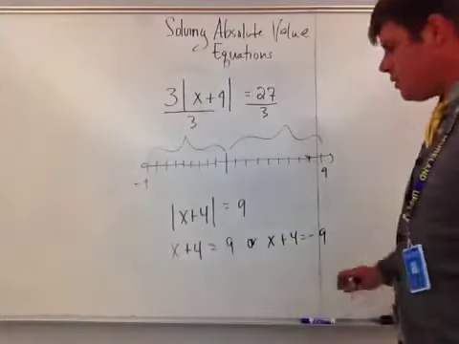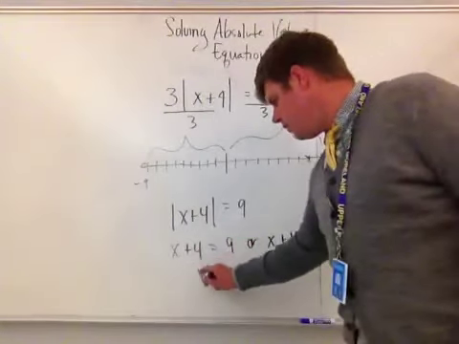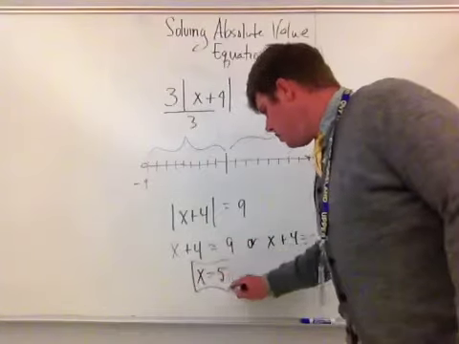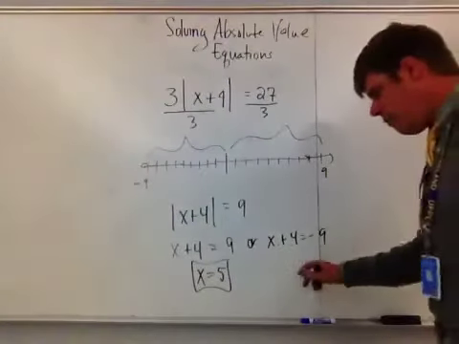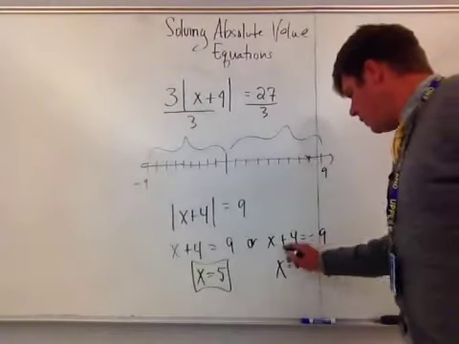So when I solve these, I subtract 4 from both sides. 9 minus 4 is 5, so I get x equals 5. In this case, I subtract 4 from both sides, so negative 9 minus 4 gives x equals negative 13.